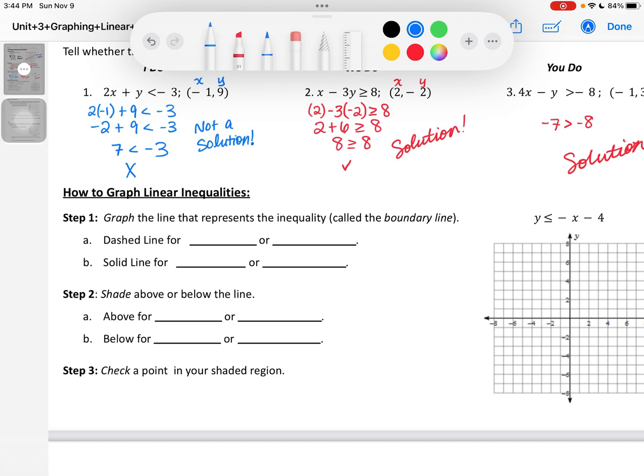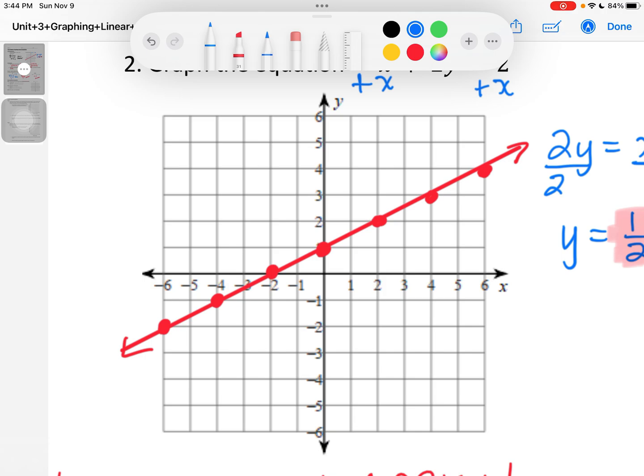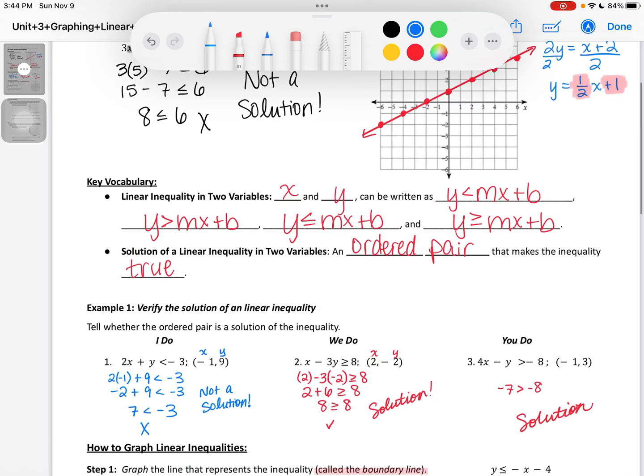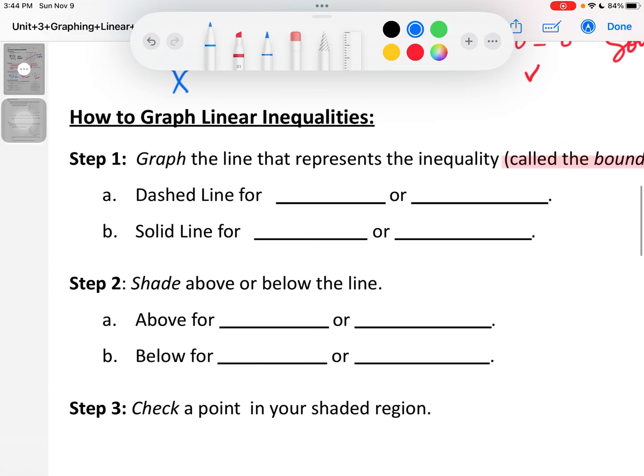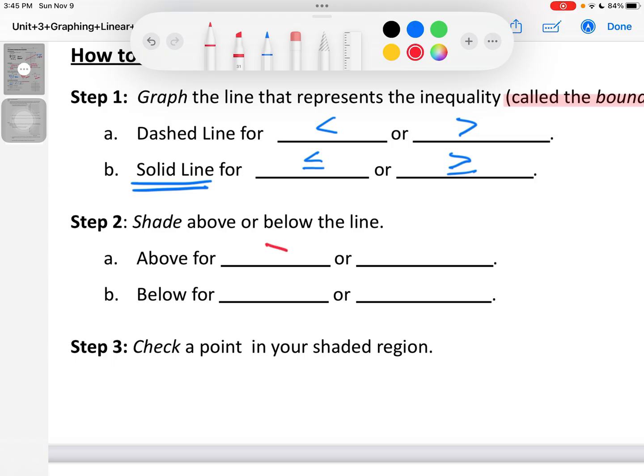So now we're going to talk about graphing linear inequalities. We have to talk about the boundary line. The boundary line is kind of like what we drew up here, only since it's an inequality, we have to talk about how to graph those. So you're going to create a dashed line if your inequality is just less than or greater than. If it's a less than or equal to or greater than or equal to, then it's a solid line. And then we have to shade it above or below the line. So it's above the line for greater than or equal to, and it's below for less than or equal to.